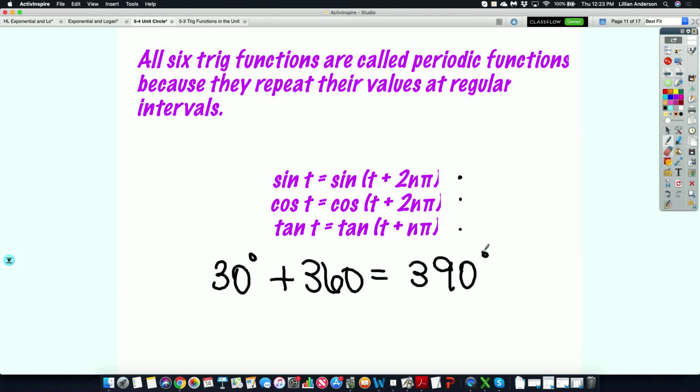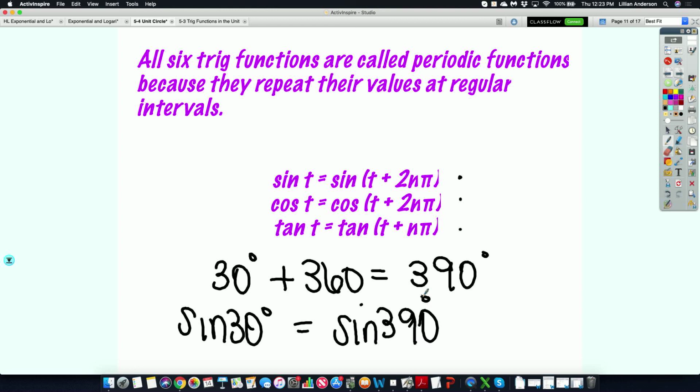Because it has the same initial side and the same terminal side, the sine of 30 degrees is going to be the exact same thing as the sine of 390 degrees. So even though 390 is not on our unit circle, its coterminal angle is. That means if we're looking for the sine, cosine, or any trig function of an angle that's bigger or smaller, if we can find the coterminal angle, then we can find the value. So that's what we're going to look at next to wrap up this lesson.